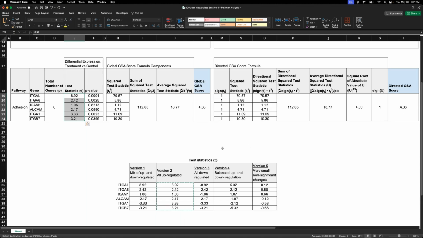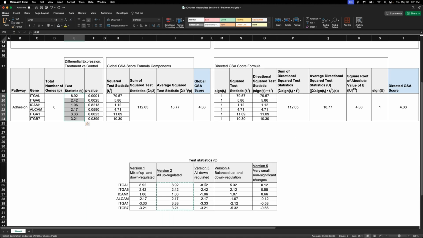Now, if you think about what I just showed you, the only difference between the global score and the directed score is that we take into account the direction of the change. If the genes are upregulated, we give it a sign of +1. If the gene is downregulated, we give it a sign of -1. In this scenario, where all of the genes in the pathway are upregulated, the global score is exactly the same as the directed score, just because they're all positive.